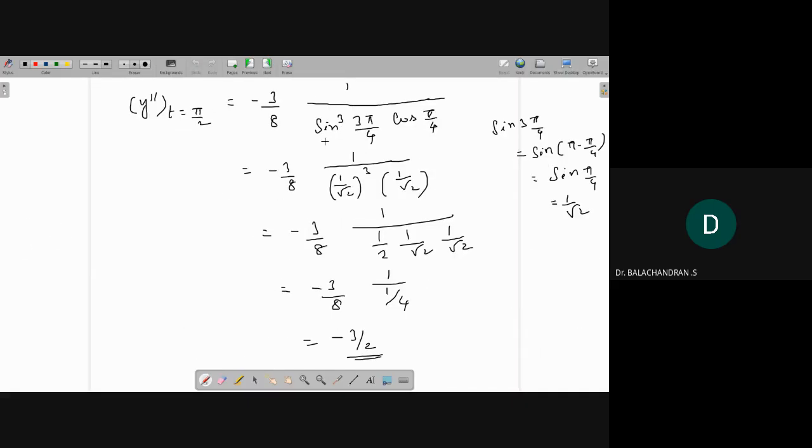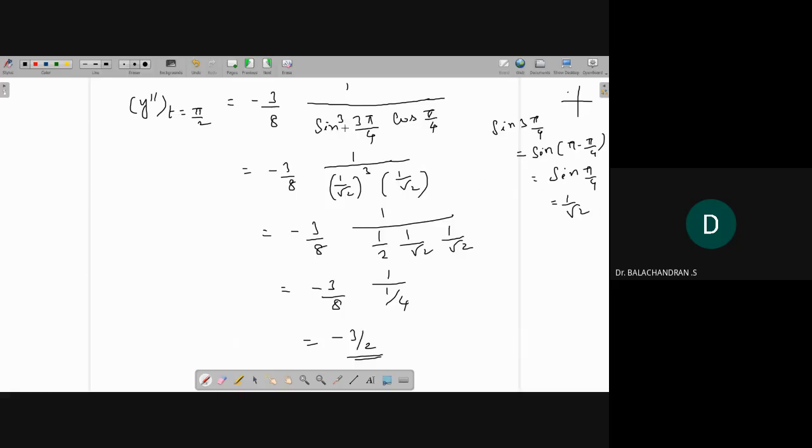So again, sine 3 pi by 4, you can write it as sine of pi minus pi by 4. That is 4 pi minus pi, again 3 pi by 4. So again, this is in the second quadrant, sine of pi minus. In the second quadrant sine is positive, so sine is positive and it will return as it is. So sine of pi minus pi by 4 is sine pi by 4. Sine pi by 4 is 1 by root 2.